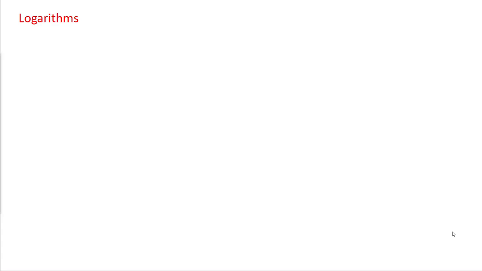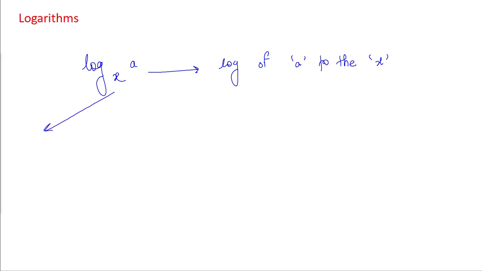Now, how do we represent a logarithm? Let's have a look at it. Log of a to the base x. How to read this? Log of a to the base x. Everyone, be careful, this is not x to the power a. So how to read this expression? Log of a to the base x.